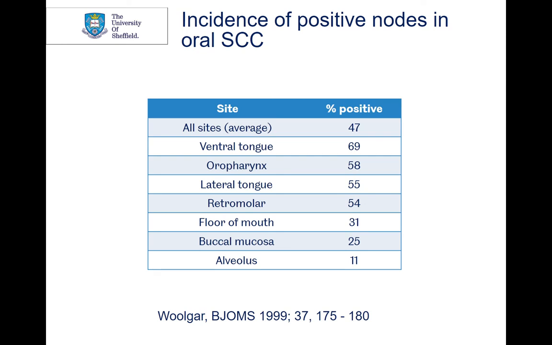Oropharynx and other retromolar areas are far back, so they tend to present a bit later. The tumor may well be a bit bigger. Again, that gives you a greater risk of lymph node metastasis. But those in buccal mucosa and on the alveolus, the gingiva, much lower in terms of the risk of metastasis, although that is still there.